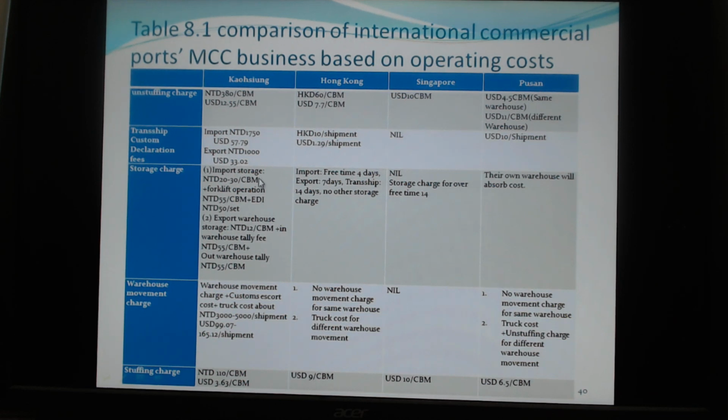You can see, for example, compared with Hong Kong and Kaohsiung, it is about NT$80,360, and you can exchange to US dollars at 12.55 per US dollar. That means the unstuffing charge. How about Hong Kong? Only 7.7. Singapore 10. So if Kaohsiung Port would like to do this kind of MCC, it has to follow their rules and decrease its unstuffing charge.